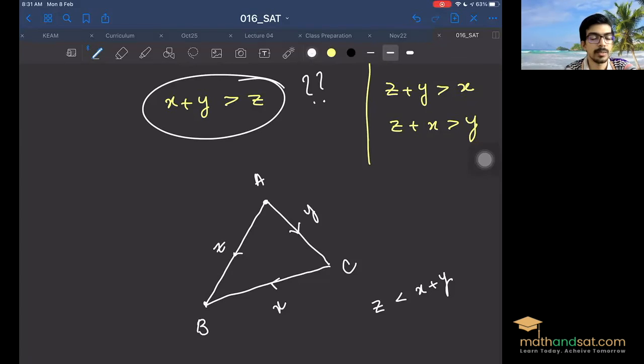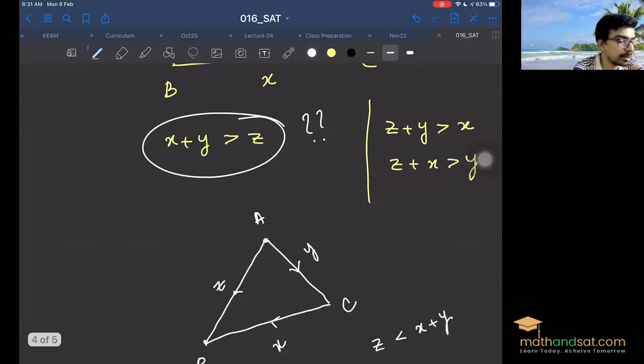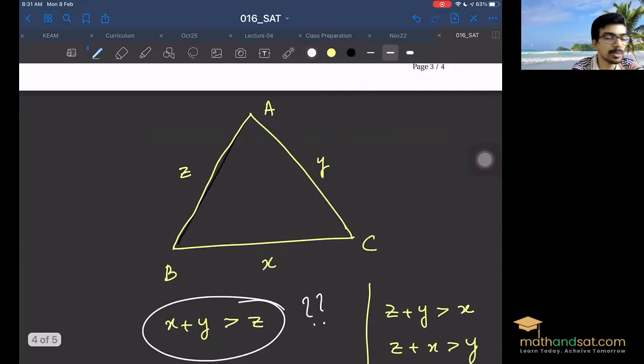Got it? Is it clear now? Now look at the triangle and tell me why it makes sense. You're going from A to B. The shortest path is along the straight line joining A and B. But if you travel this way, it's going to be a longer road. So we have x plus y is greater than z, right? Similarly, we have the other inequalities.